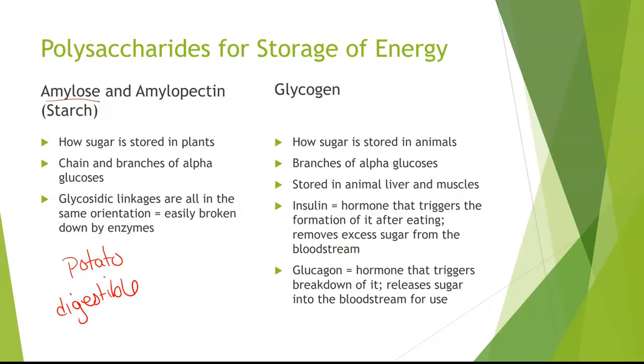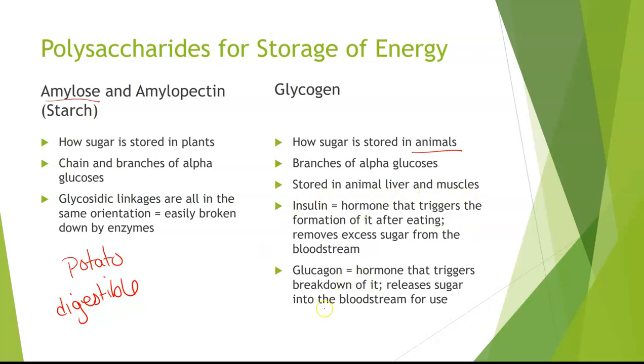Glycogen is another type of polysaccharide, again for energy storage. This time it's for animals. Glycogen is for storage of energy in animals. Again, this time it's branches of alpha glucose molecules. Animals store this in their muscle cells and in their liver.